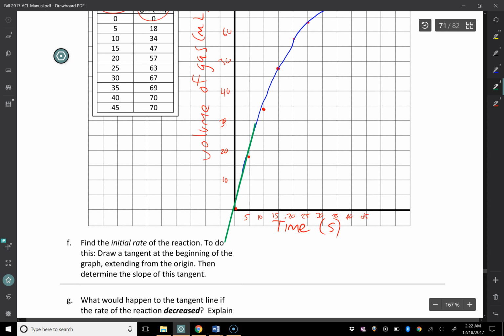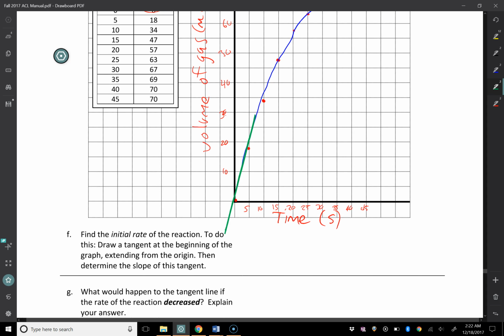Okay, we need to find the slope of this line. Hopefully you remember from some math class way back in the day that slope is equal to rise over run. So we have slope is equal to change in y over change in x. And essentially in this one, it looks like it's pretty close to our first data point after 0, 0, that volume of 18 milliliters, and then the time of 5 seconds.